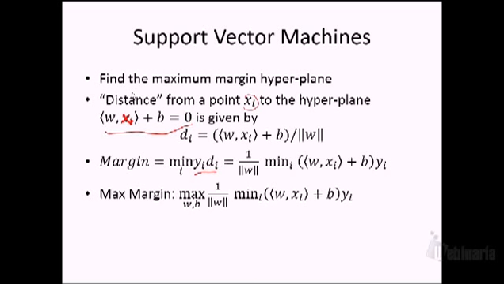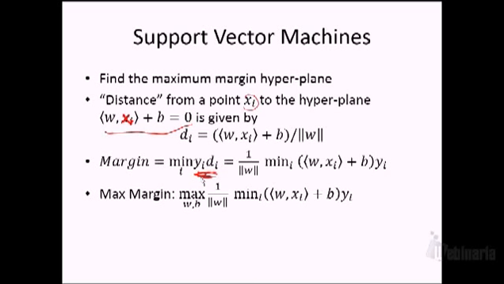What does that mean? Notice that I wrote distance between quotes because this is a signed quantity. It depends on which side of the hyperplane you are in. And basically this quantity is positive if you are on the right side of the hyperplane and negative if you are on the wrong side of the hyperplane.